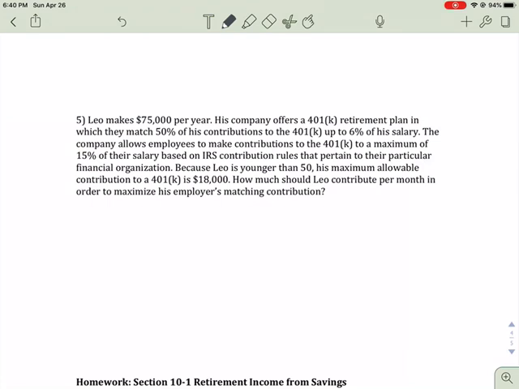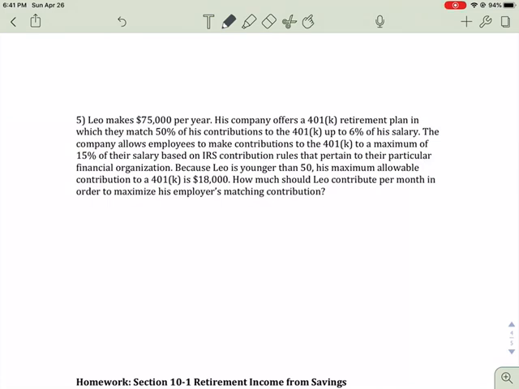Let's read some more. The company allows the employees to make contributions to a 401k to a maximum of 15% of their salary on an IRS contribution rules that pertain to their particular organization. Because Leo is younger than 50, his maximum allowable contribution is $18,000. How much should Leo contribute per month in order to maximize his employer match contributions? Well, there's two things that are going on here. All right. He can just put the amount into his contribution, or he can do the 50% and 6% thing.